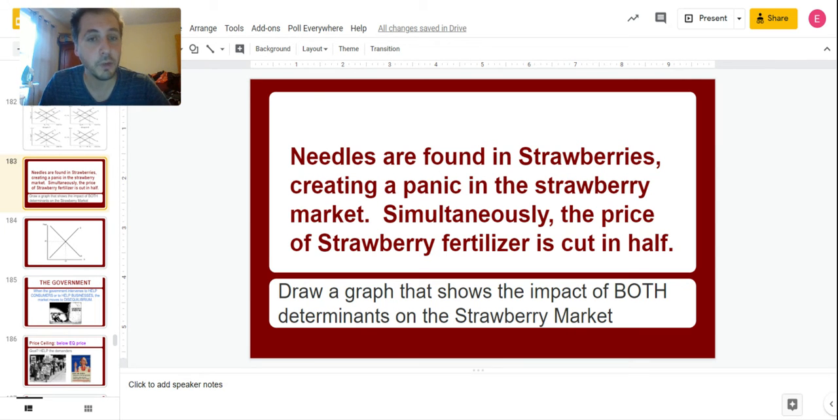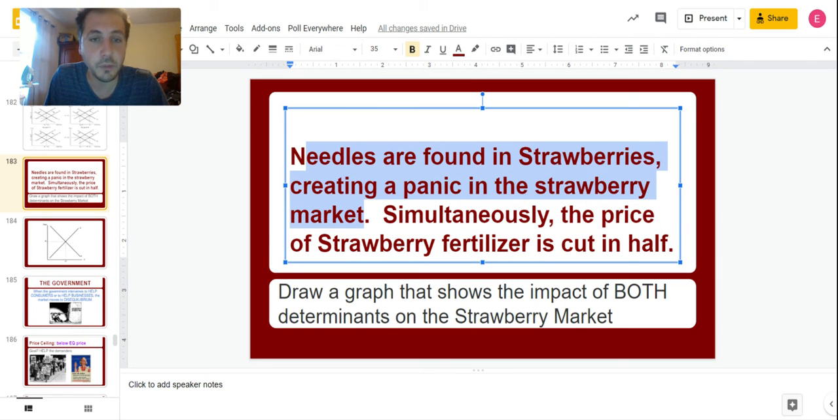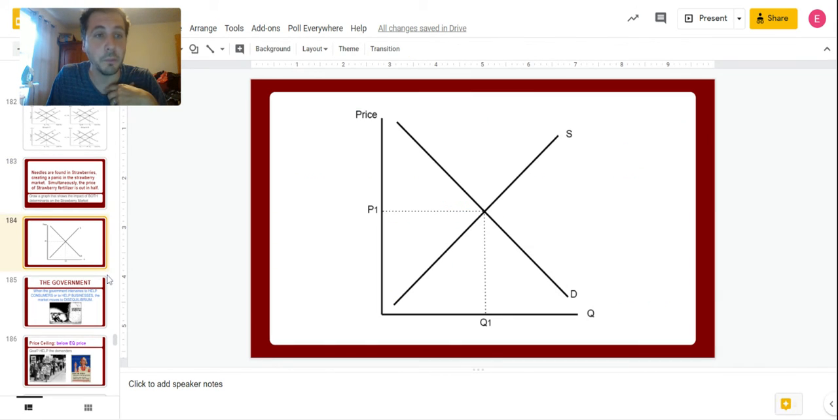What's going to happen? Well, first, we have a change in taste because needles. That's demand. Next, we have a change in the price of fertilizer, which is an input, a resource, so that's resource cost. That's going to impact profitability. It's a change in supply. So our change in demand is going to be bad. It's going to be going down because nobody wants to eat strawberries with needles. So we know demand is going to shift left. But if the price of strawberry fertilizer is cut in half, it means it's cheaper to make strawberries. Supply is going to shift right. Demand left, supply right. Let's take a look.